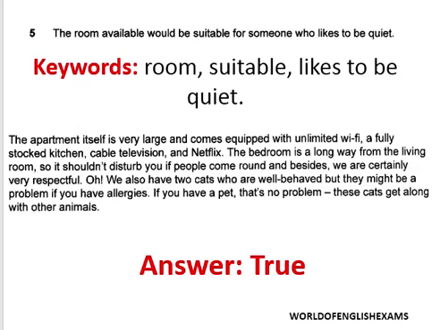Now looking at the passage. The apartment itself is very large and comes equipped with unlimited Wi-Fi. Unlimited Wi-Fi has nothing to do with quietness. A fully stocked kitchen. Again, kitchen has nothing to do with being quiet. Cable television and Netflix. The bedroom is a long way from the living room. That means it's located at a far distance. So it shouldn't disturb you if people come around, and we are certainly very respectful.